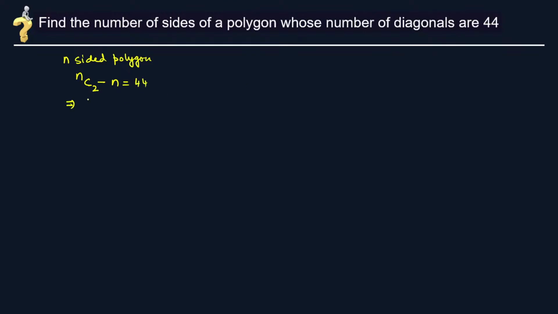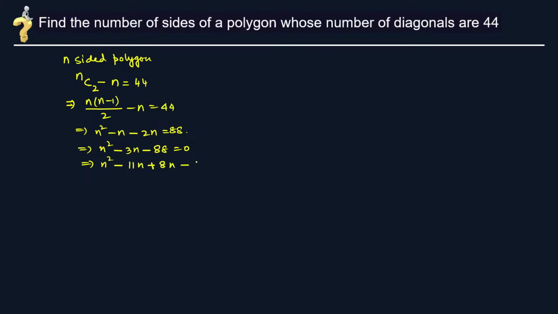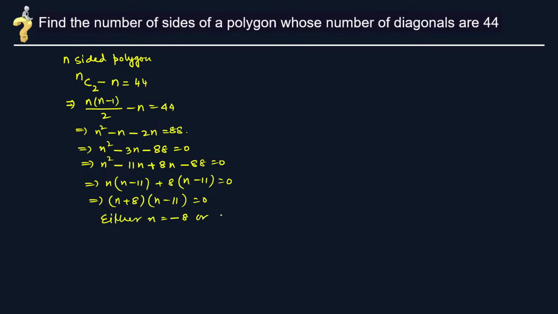So let me solve this equation to get the value of n. n square minus n minus 2n is 88. So it comes to n square minus 3n minus 88 is 0. So n square minus 11n plus 8n minus 88 is 0, which implies n(n minus 11) plus 8(n minus 11) equals 0, giving us (n plus 8)(n minus 11) equals 0. So either n is minus 8 or n is 11. But n cannot be negative. Therefore, n is 11. It is an 11-sided polygon.